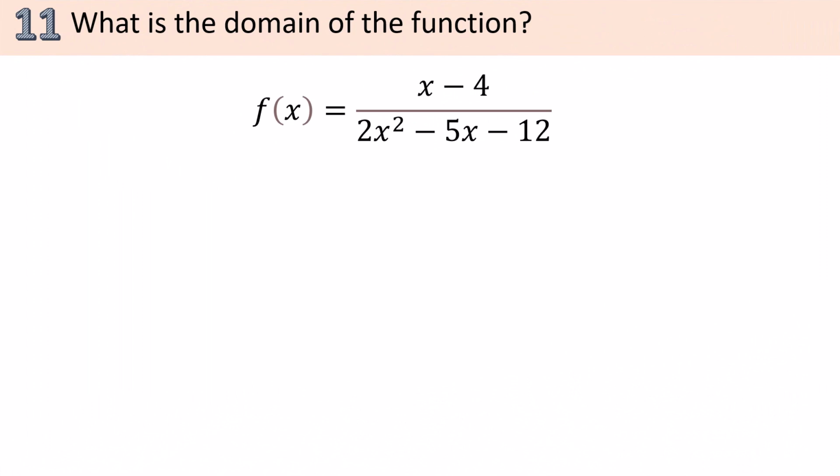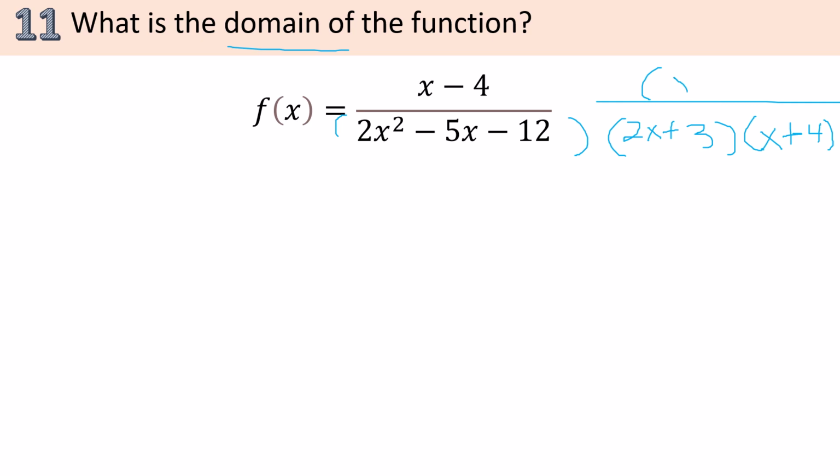All right, what is the domain of the function? That means the domain is everything that x can be. So we're still doing the same thing that you saw before. The first thing that we need to do is factor. So if we factor this, we're going to get 2x plus 3 and x plus 4. The numerator is already factored. So let's look at any problems with our graphs, any holes, any asymptotes.